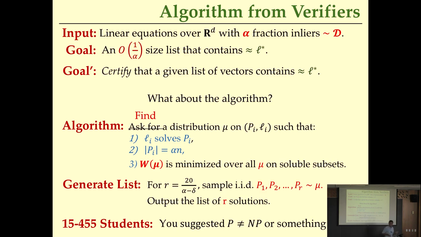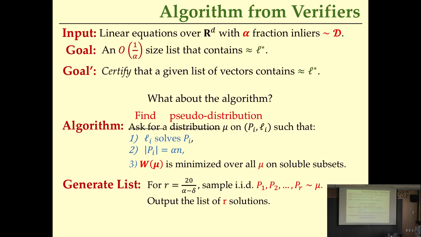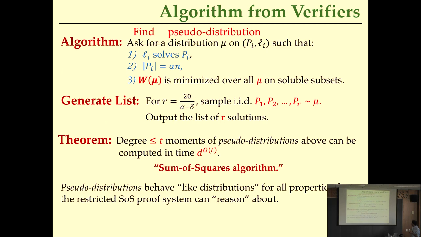Like, what's going on? So, let's answer that question. Finding a distribution that satisfies a bunch of nice properties is NP hard, et cetera. So let's replace distribution by an object called a pseudo distribution. There's only one or maybe two properties of pseudo distributions that you need to know. And this is all going to be vague, okay? I apologize for it, but pseudo distributions, unlike distributions, can actually be found in polynomial time.